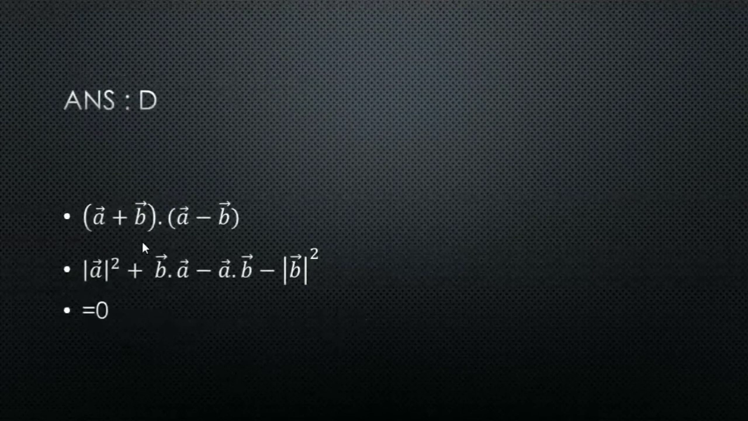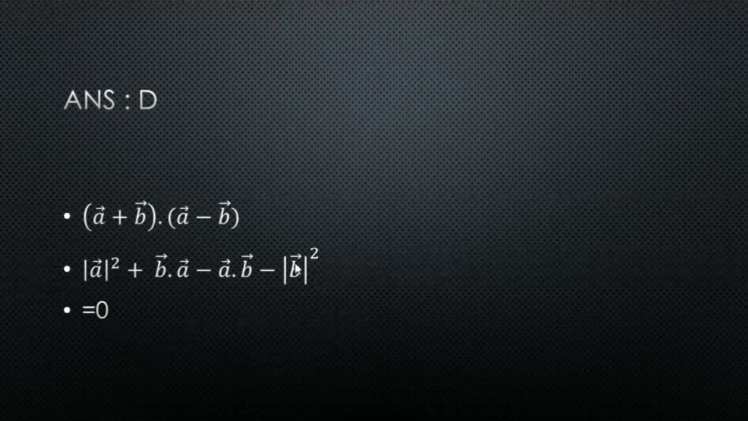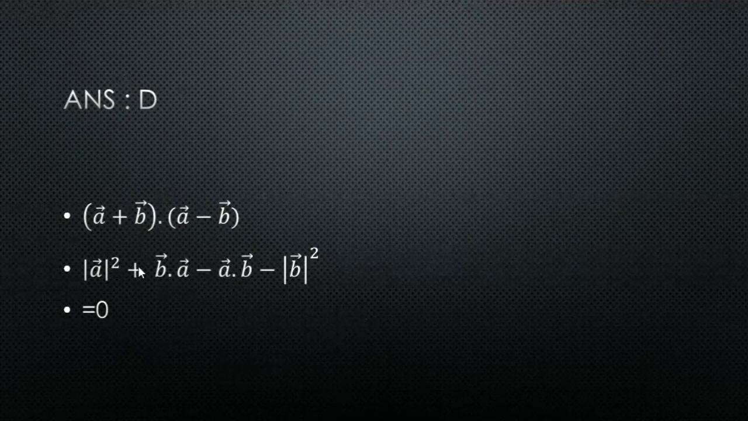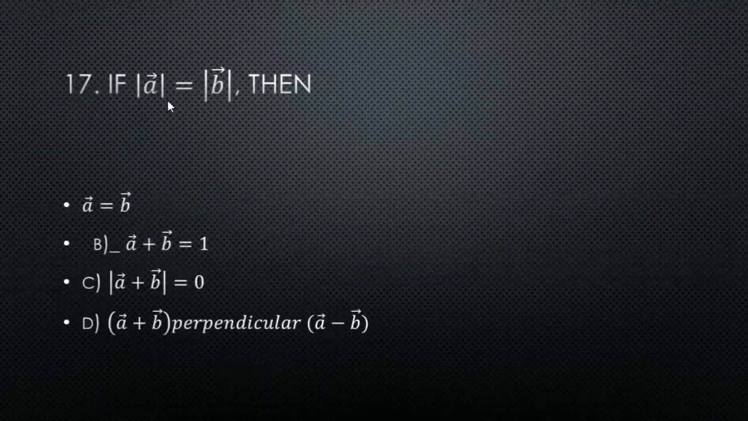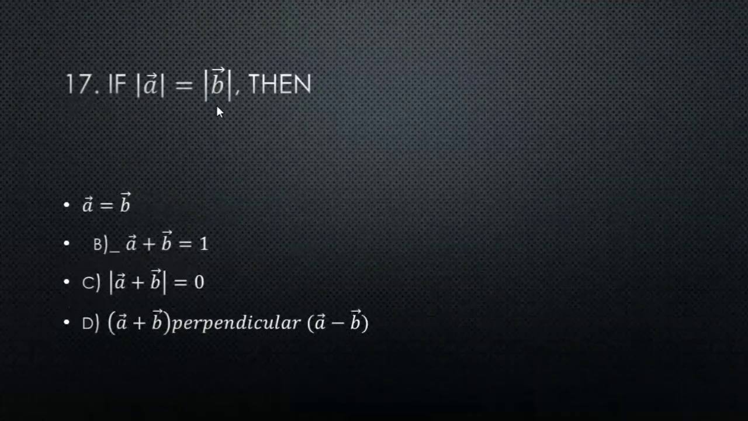If you find the dot product of these two, it will be magnitude of A square plus B vector dot A vector minus A vector dot B vector minus B vector square. Here B vector dot A vector is equal to A vector dot B vector, right? So this will get cancelled. Magnitude of A square and magnitude of B square will be equal to 0. Is it clear? Because magnitude of A is equal to magnitude of B.